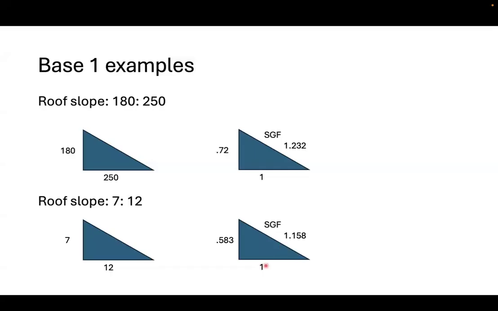All this means is that for every unit run of 1, the rafter will rise 0.583. And what that means is for a run of 1 on the horizontal, or in plan view, the line length of the actual rafter on the slope is 1.158 times as long as it is in plan view or the horizontal. That's all that it means.